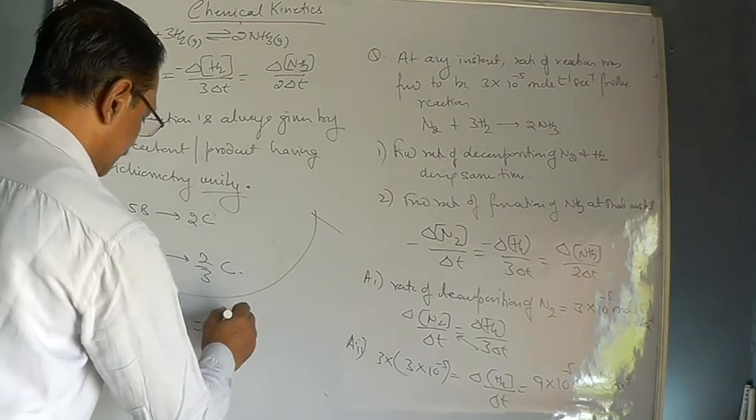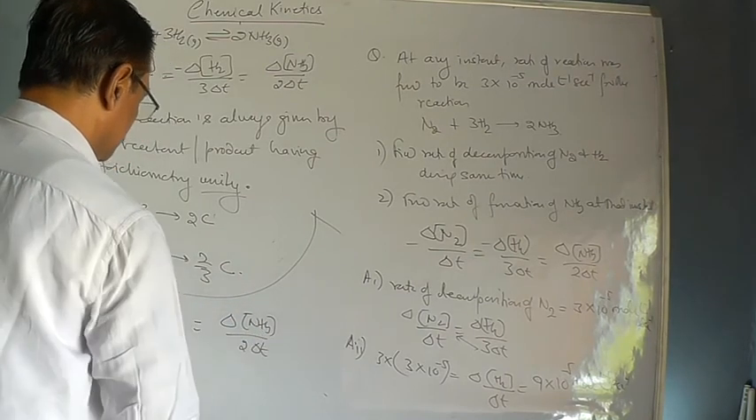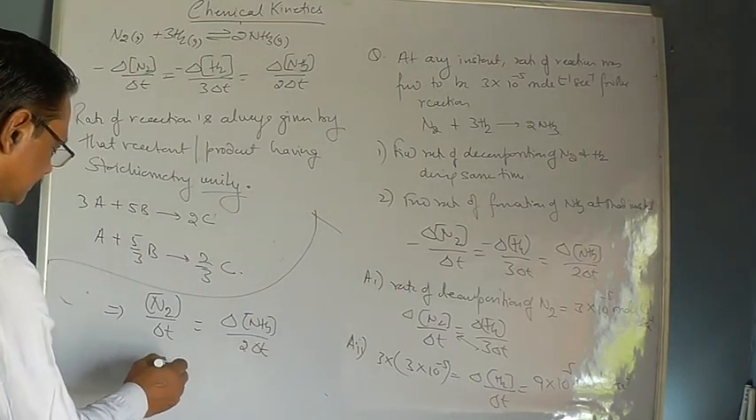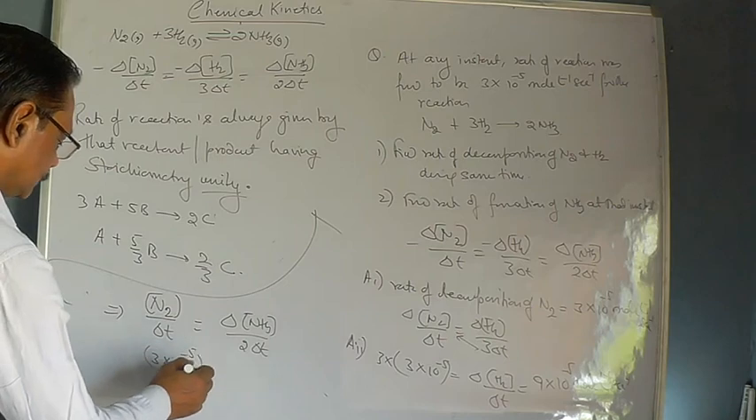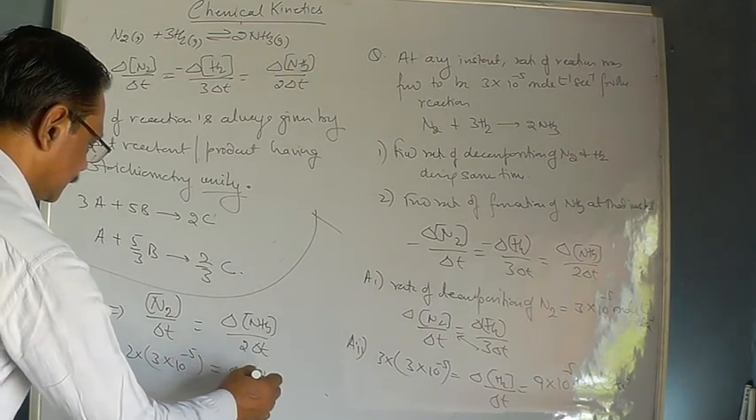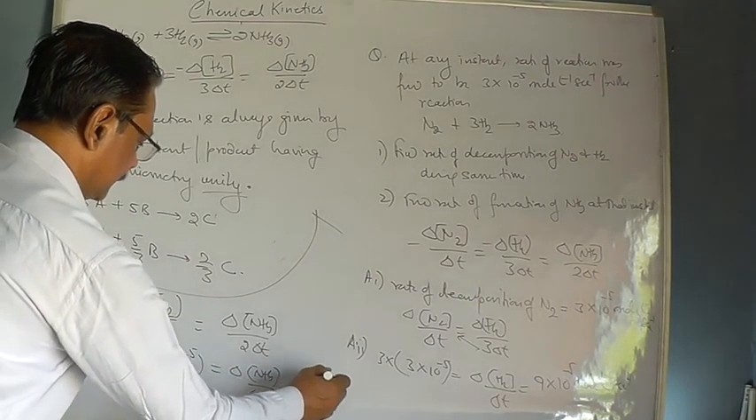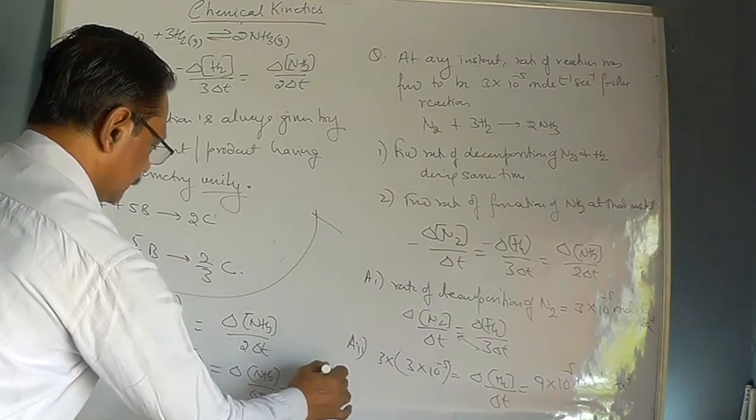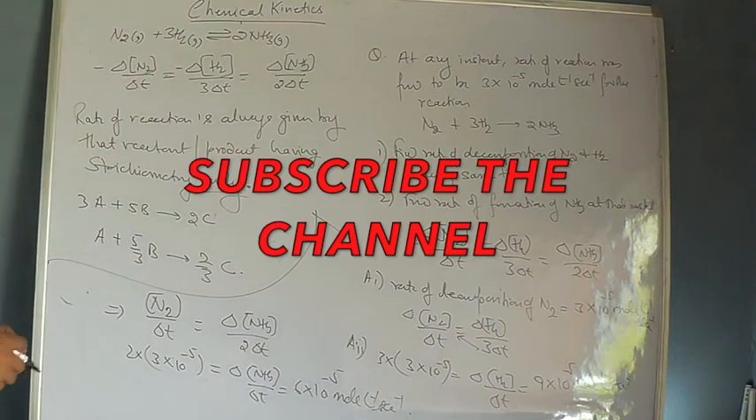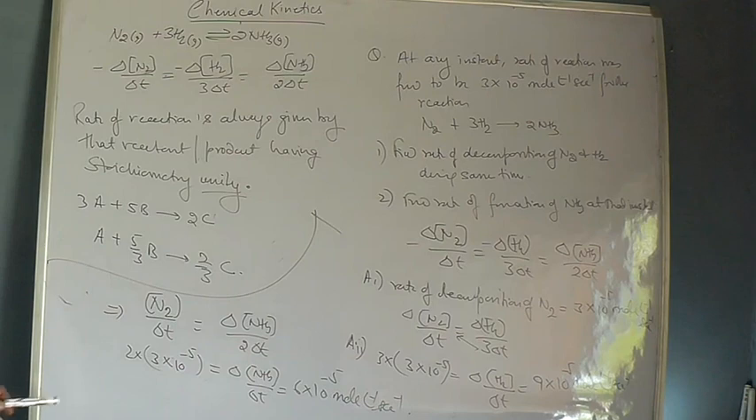Then I am going to equate nitrogen and ammonia. Delta N2 upon delta T equals delta ammonia upon 2 delta T, with the rate of nitrogen, we all know, 3 × 10^-5, and now it should be cross multiplied by 2 to get delta ammonia upon delta T. The value comes 6 × 10^-5 mol L^-1 s^-1. So class, this is the way you can very well find out numericals on instantaneous rate.